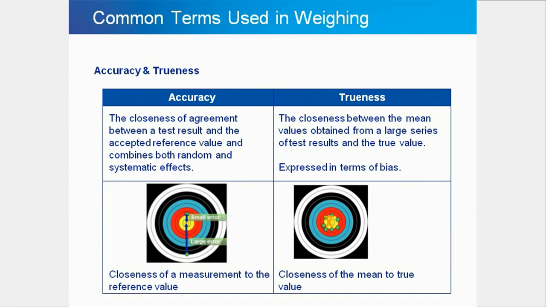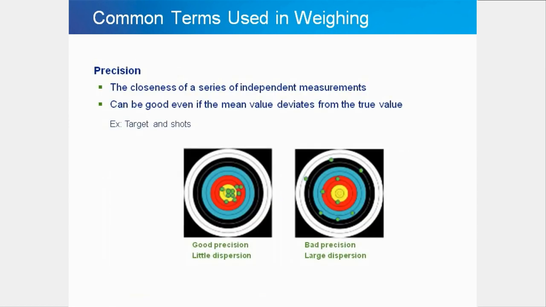Accuracy is the closeness of agreement between a test result and the accepted reference value, and combines both random and systematic effects. Whereas trueness is the closeness between the mean values obtained from a large series of test results and the true value. The true value is an accepted and recognized reference value. Trueness is expressed in terms of bias. Precision is the closeness of a series of independent measurements, and can be good even if the mean value deviates from the true value.